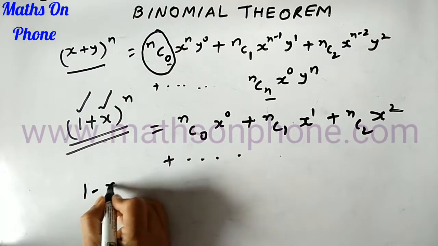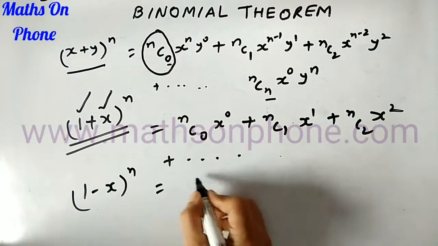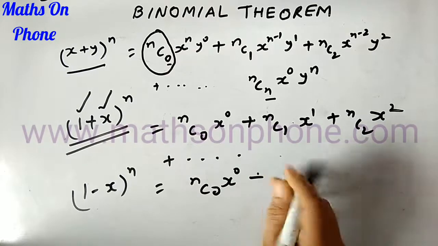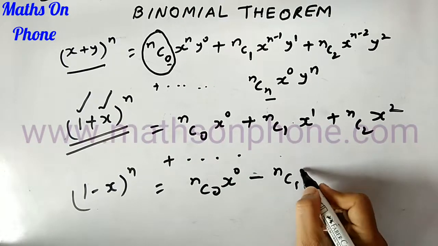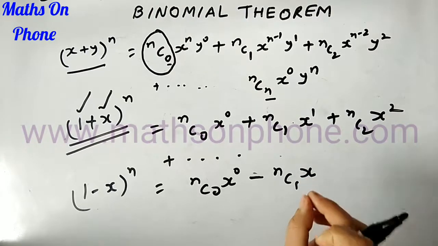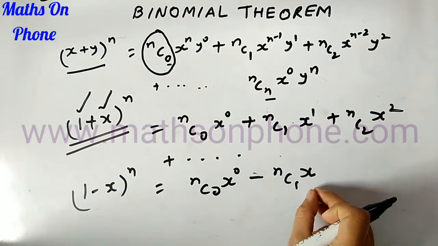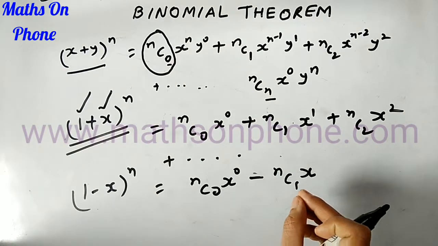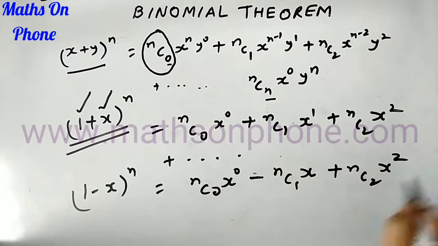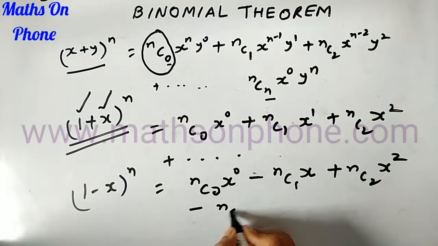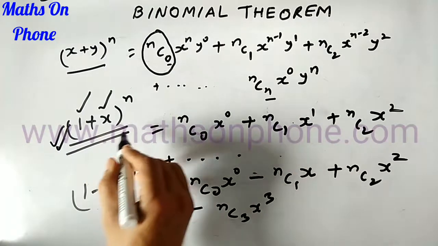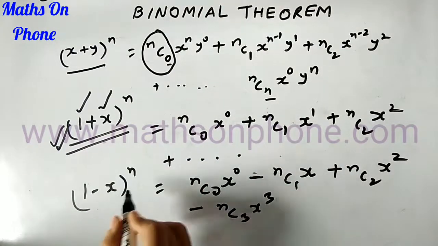We need to find (1 - x)^n. What that will be? That is nC0 x^0 minus nC1 x, because if you write (-x) to the power 1, it will be minus. So wherever odd power of x is there, it will be minus. Even power of x, it will be positive. So plus nC2 x^2. If I need to write nC3, minus nC3 x^3. These are very important expansions, (1 + x)^n and (1 - x)^n.